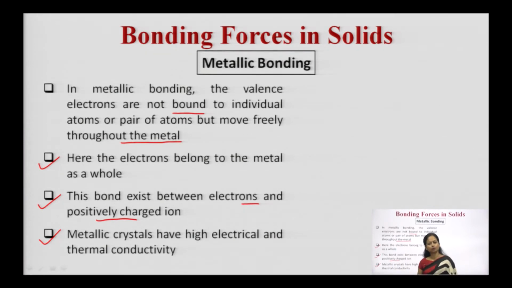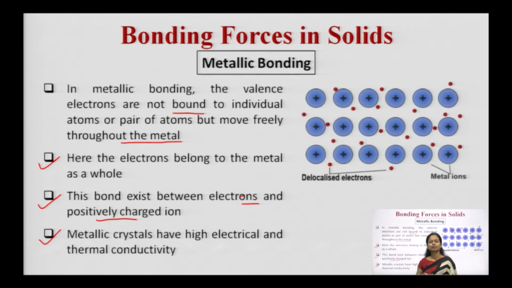Now let us have a look at the diagram which shows the availability of electrons and positively charged ions only. You can see in this diagram, this is the case of the metal. Here you can see free electrons and positively charged ions are present. So this is the case of metallic bonding. So now it must be clear to you all the three types of bonding forces which exist in solids. What are the three forces? Ionic bonding, covalent bonding and metallic bonding.